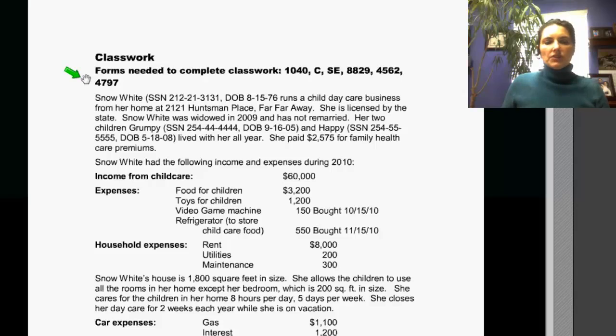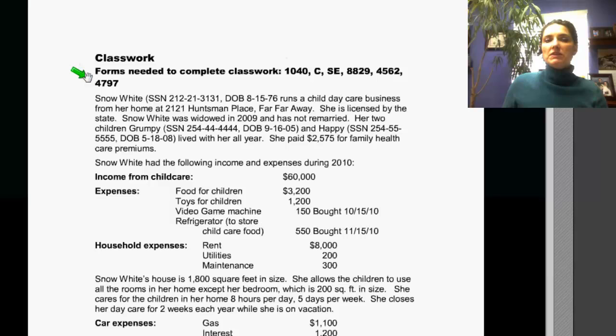The classwork assignment is shown on page 46 of the manual, and it involves preparation of a tax return for Snow White. The forms you need to prepare are 1040, Schedule C, Schedule SE, Office Use of Home Form 8829, Depreciation 4562, and Sale of a Business Asset 4797. Snow White's problem looks a little bit like what you're going to be getting for your open book final exam, so this is a really good exercise to help you get familiar with coordinating these various forms in preparation of a business tax return.